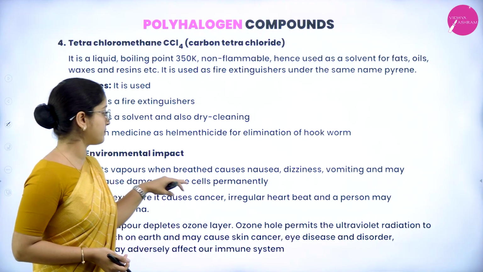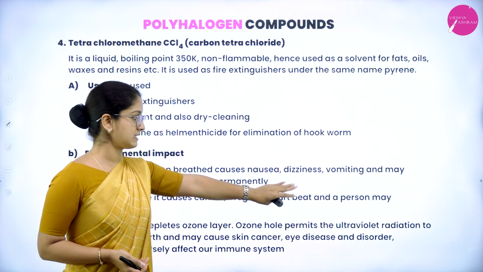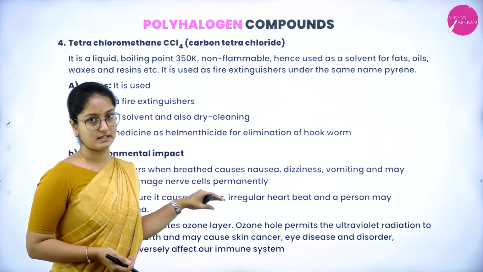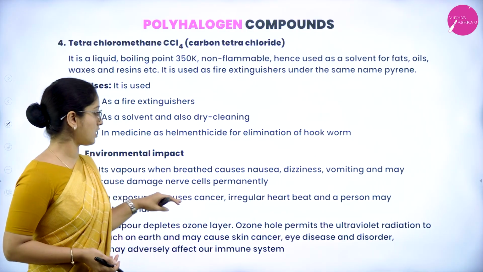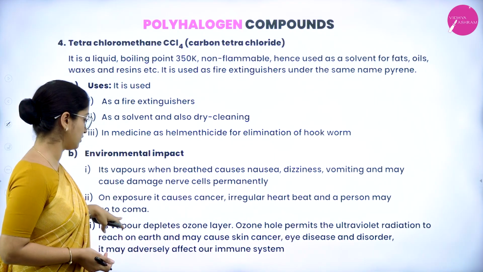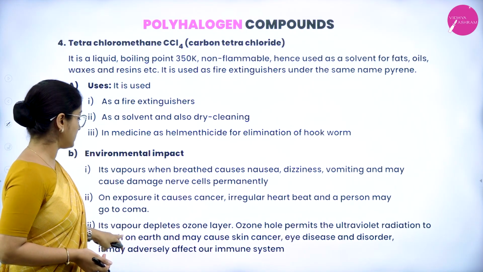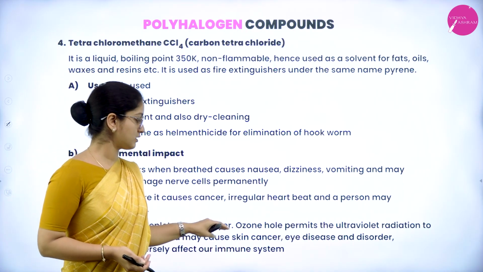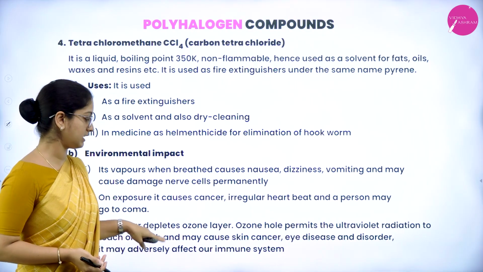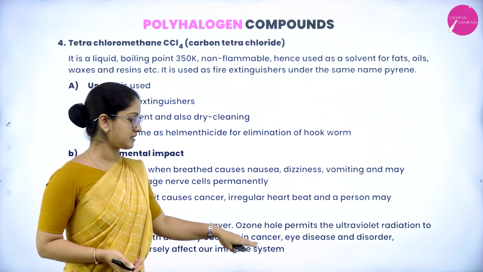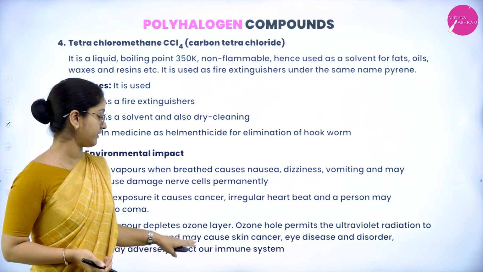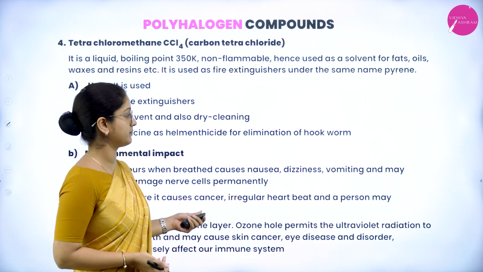So its vapors when breathed cause nausea, dizziness, vomiting and may cause permanent damage to nerve cells. Then on exposure it causes cancer, irregular heartbeat and a person may go into coma. Then its vapor depletes the ozone layer. So the ozone hole permits ultraviolet radiation to reach the earth and may cause skin cancer, eye disease and disorders which may adversely affect our immune system.